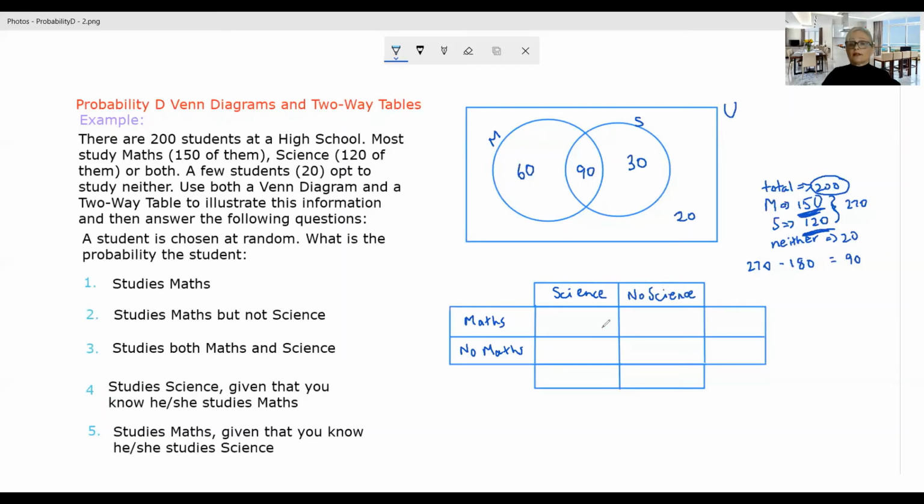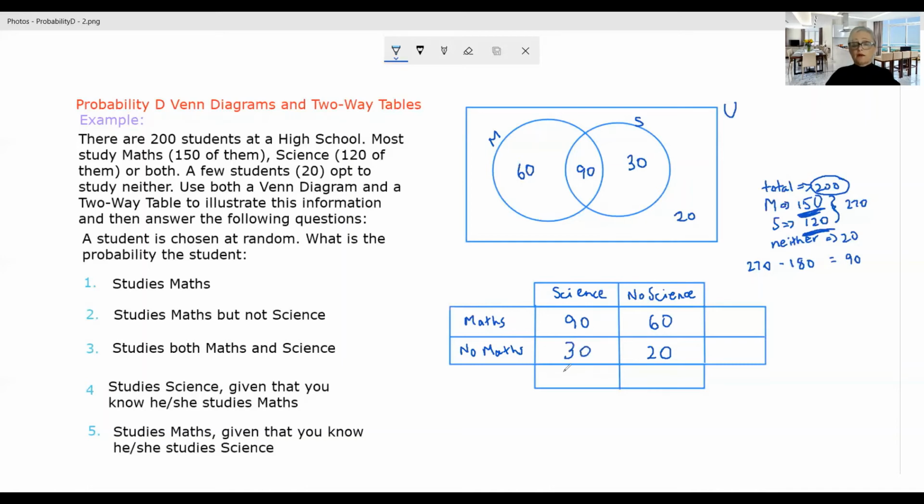Okay, all right, so it's fairly easy. If you've got a Venn diagram, to go from a Venn diagram to a table is actually really easy. The 20 is going to go in the no maths, no science, because that's in the neither category. This 90 is going to go in for both. Maths but not science will be this 60. Science but not maths will be this 30.